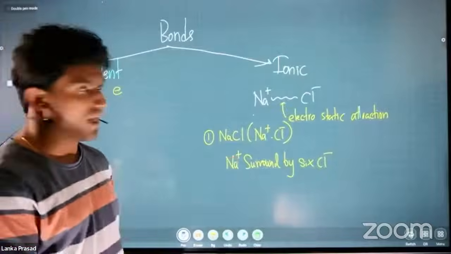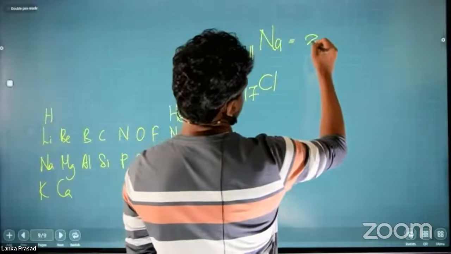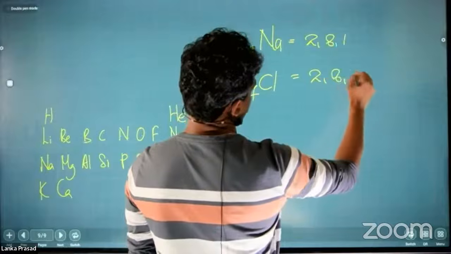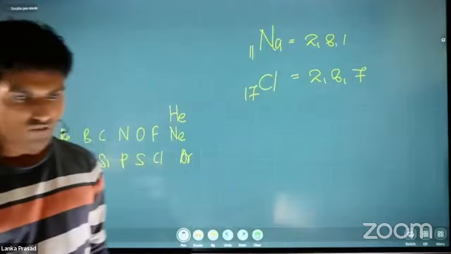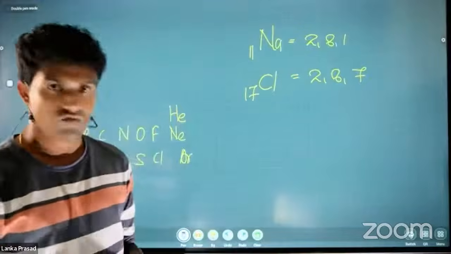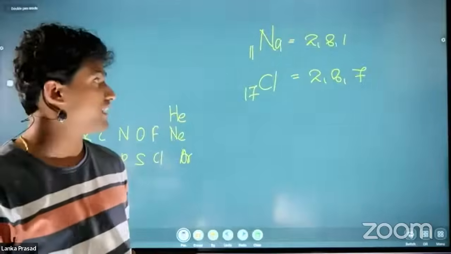Here it's sodium plus. Talking about the configuration of sodium, it is 2, 8, 1. Chlorine is 2, 8, 7. Now you know how to write electronic configurations, no? If you don't know how to write electronic configuration yet, now you're in grade 10, second term, right?